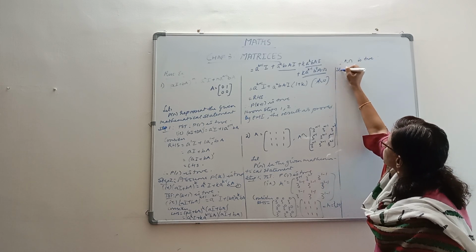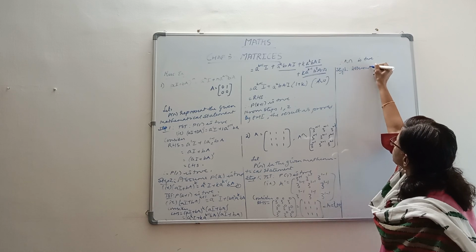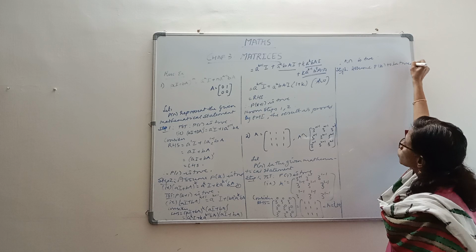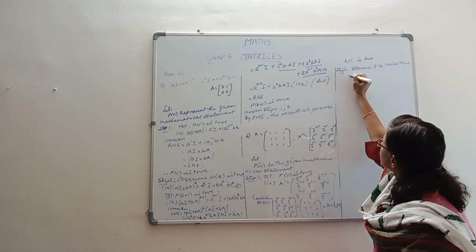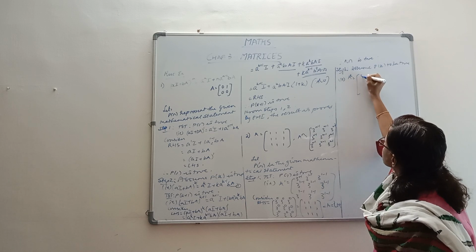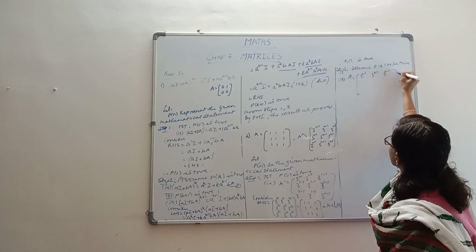Then we go to step 2. Assume p of k to be true. So what do we assume? We assume that a raised to k is 3 raised to k minus 1.